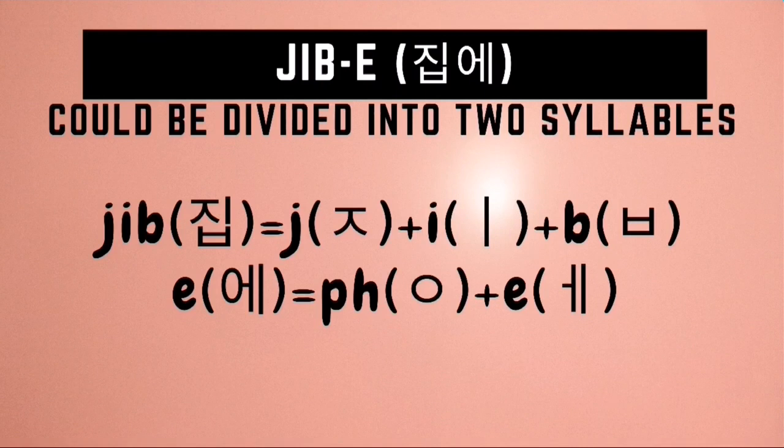It is composed of two syllables. For the first syllable, chip, we need to draw first a G character followed by an E character followed by a B character. For the second syllable, we need to draw a no sound iyang followed by an E character. And that's how you write chipe in Hangul.